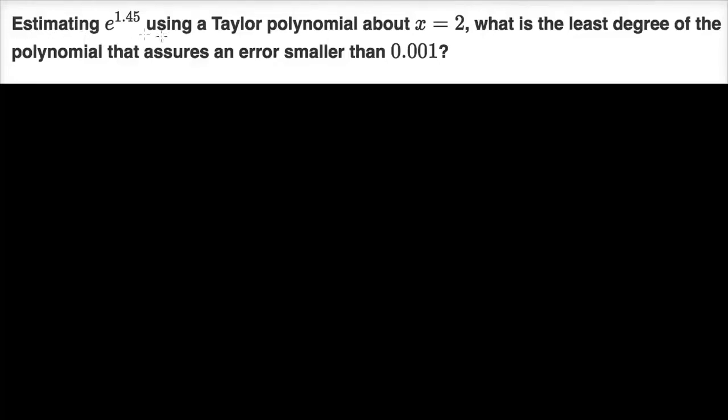Estimating e to the 1.45 using a Taylor polynomial about x equals 2, what is the least degree of the polynomial that assures an error smaller than 0.001? In general, if you see a situation like this, where we're approximating a function with a Taylor polynomial centered about some value, and we want to know how many terms we need, what degree we need to bound the error, that's a pretty good clue that we're going to be using the Lagrange error bound, or Taylor's remainder theorem.